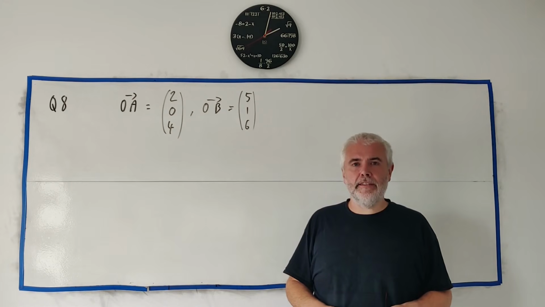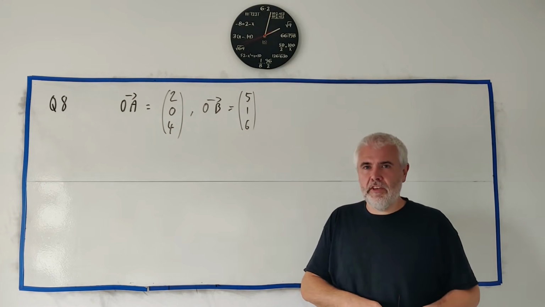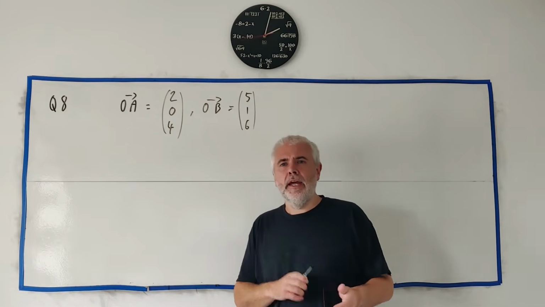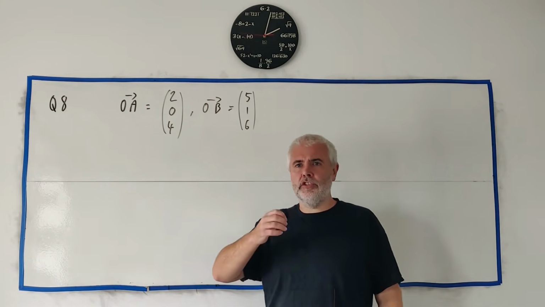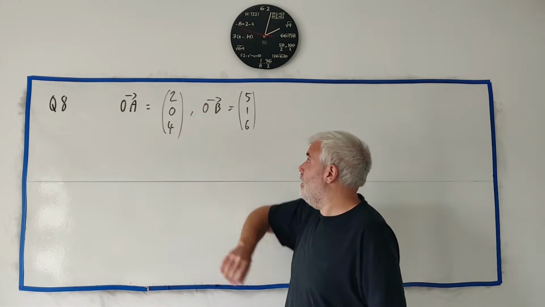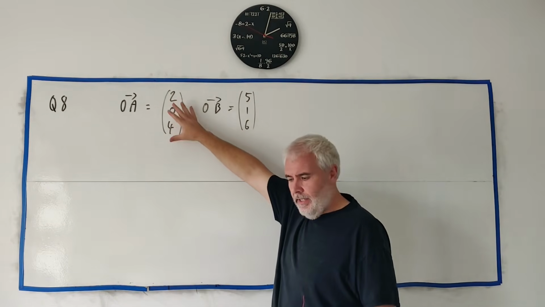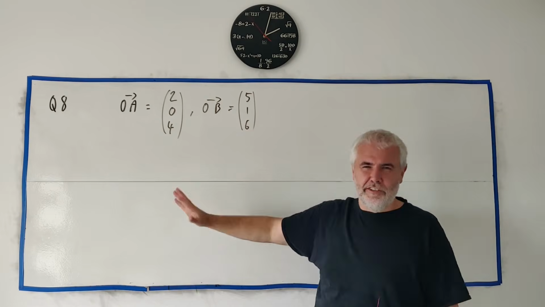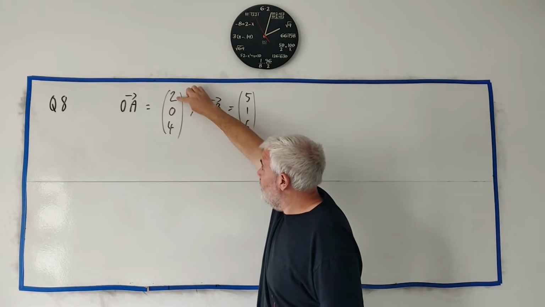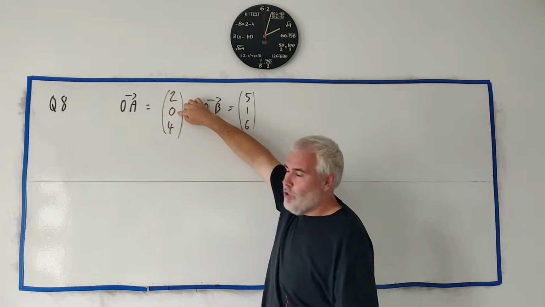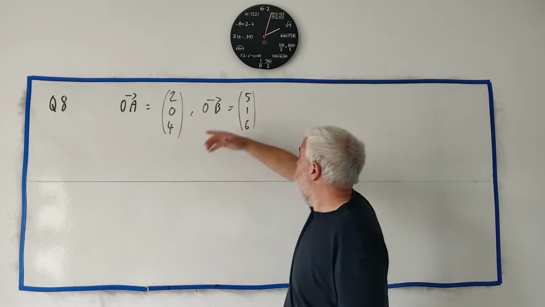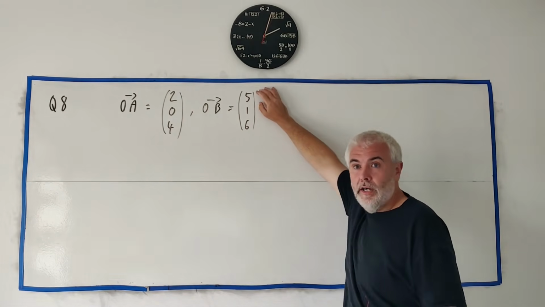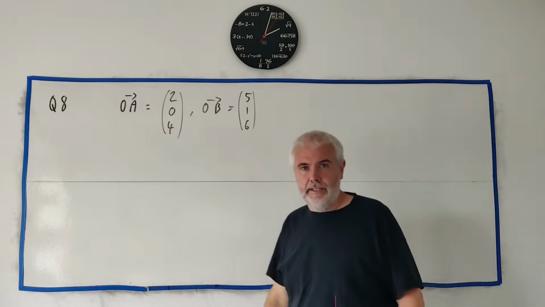Question 8 is a vector question. They've given us 2 points, A and B. They gave us the points as 2i plus 4k. I've chosen to write that in the column vector way. It's just easier to write, I find. So that's 2i, 0 j's, because there was no j's there, and 4k's. And the second point was 5, 1, and 6.